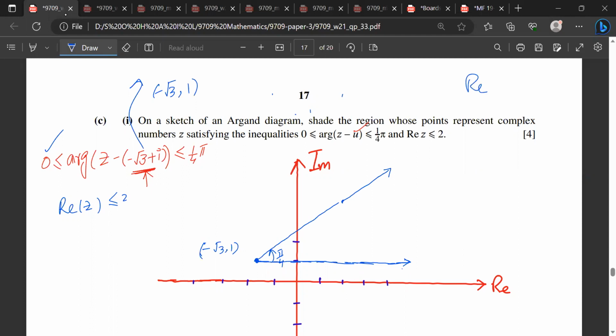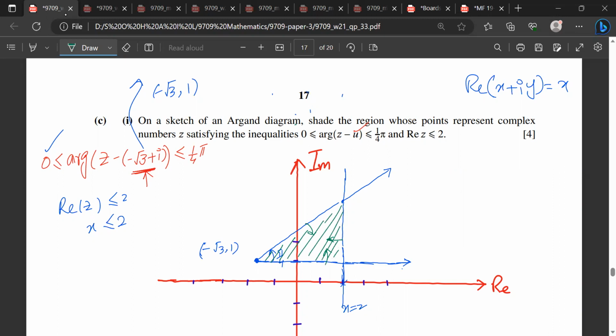So if the complex number is x plus iota y, then what is the real part of x plus iota y? The real part of x plus iota y, this should be clear, is x. So this means x is less than or equal to 2. So x equals 2 is a line here, and this line is x equals 2, passing through obviously from 2. So where is the shading? Shading is here. So greater than this, less than this, and less than this line x equals 2. So the shading is here.